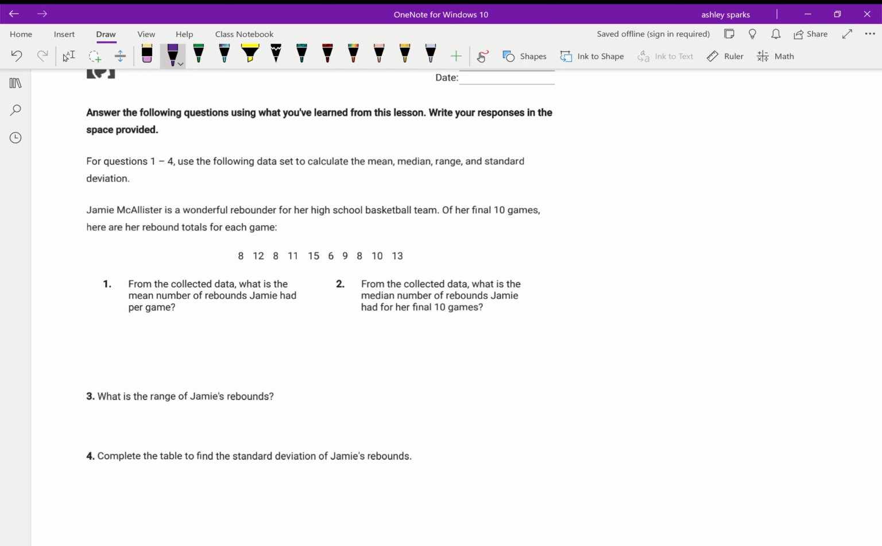Jamie McAllister is a wonderful rebounder for her high school basketball team. Her final 10 games, her rebound totals are as follows. Okay? It says collect the data, and what is the mean?